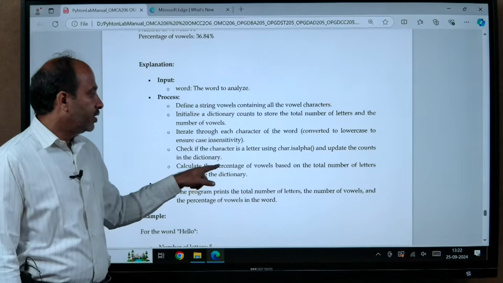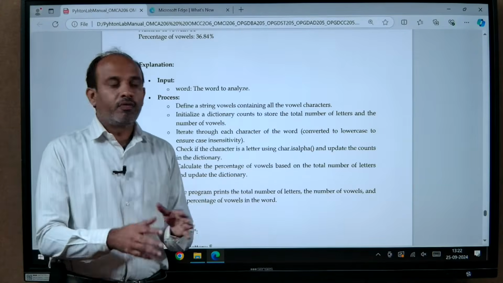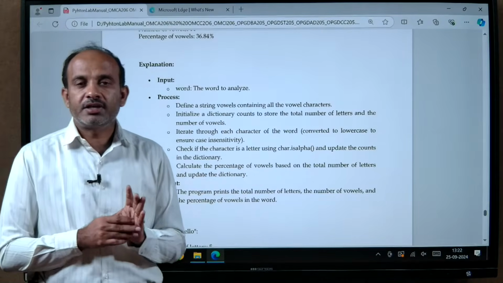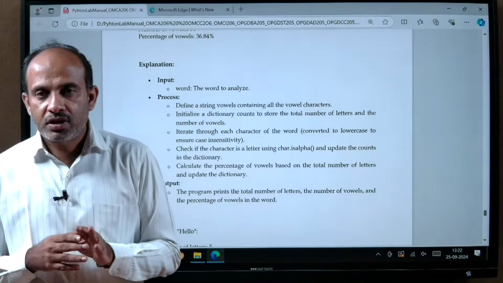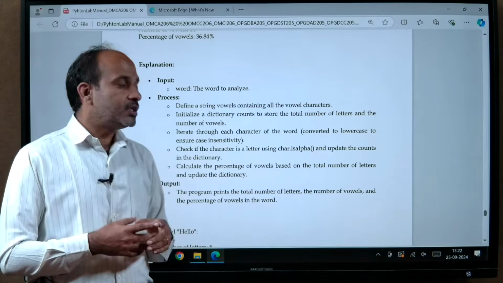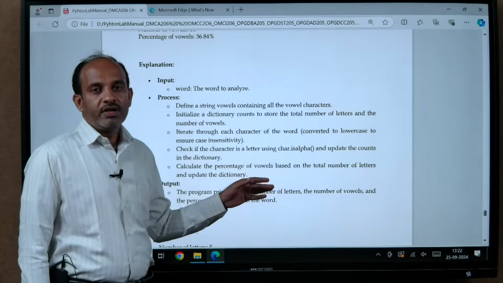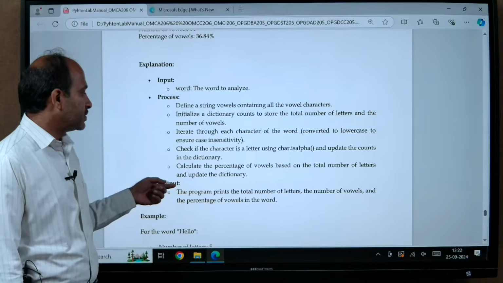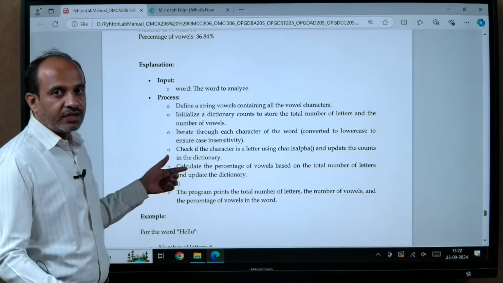And finally we calculate the percentage of vowels. Once we get the total number of characters and how many vowels are there in that word, it is easy to calculate the percentage of vowels based on the total number of letters, and update the same in the dictionary.